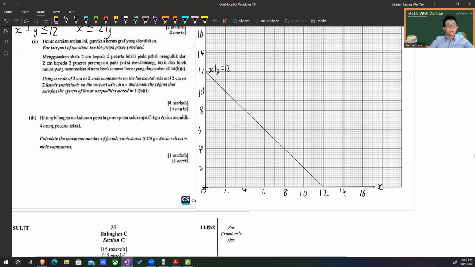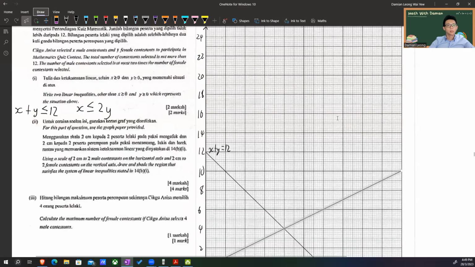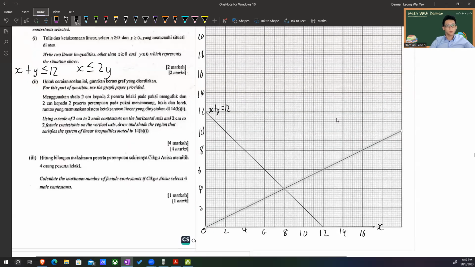0, 0. I just connect the points using a straight line. You can extend all the way. So this is the X equals 2Y. Okay. So the graph should be something like this.